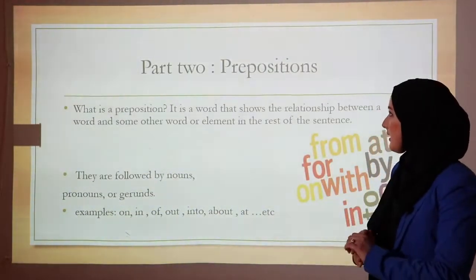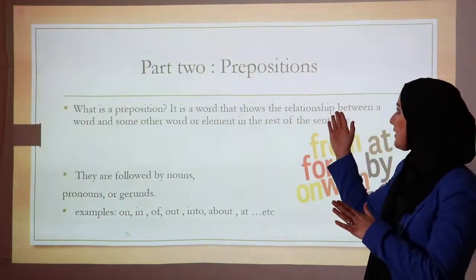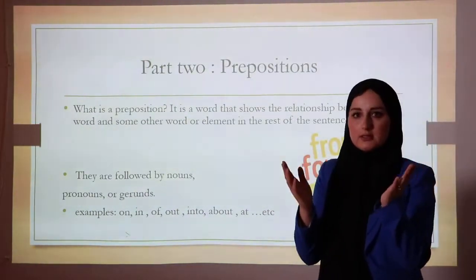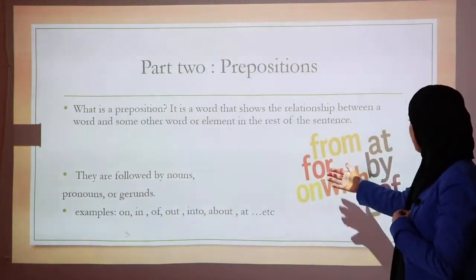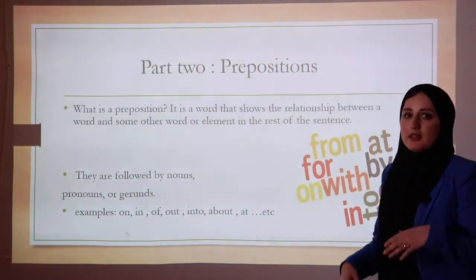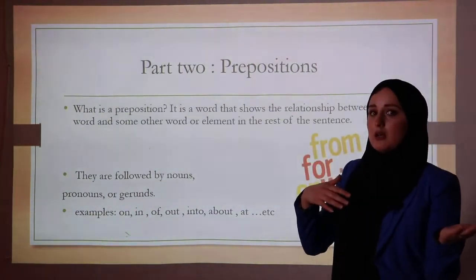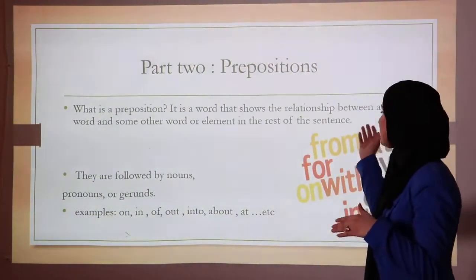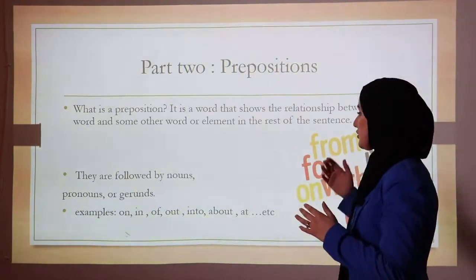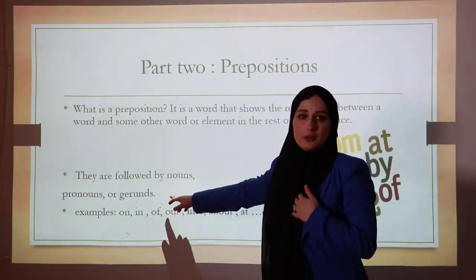Yes, so I finished about the ing phrases, and now we'll move to talk about prepositions. Prepositions in English are words like from, at, for, by, on, with, etc. They connect words together, and they connect words with the elements in the rest of the sentence. It's also good to know that these prepositions in English are followed by nouns, pronouns, or gerunds.